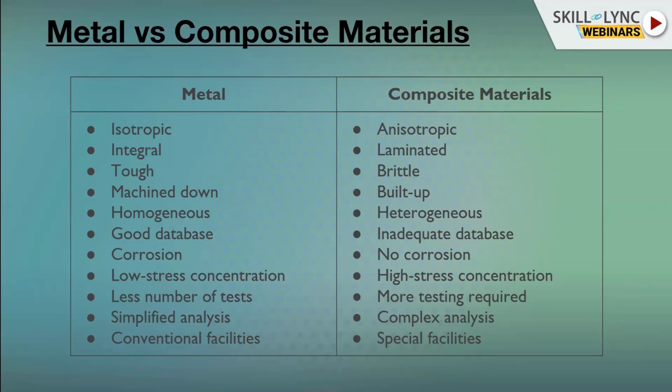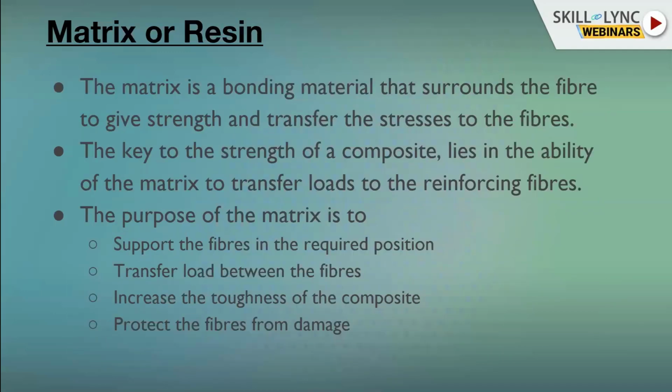The other thing is the metal parts can be produced in conventional facilities, whereas composite materials need special facilities. As I discussed, they need good controlled temperature, humidity, and good facilities for production.